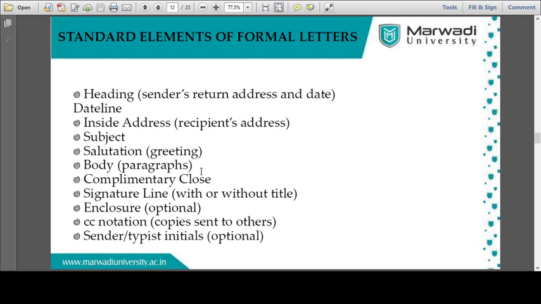And next one is a complementary clause. This element is a single word or phrase, you can say, separated from the message by a blank line. You can use a complementary clause like, for example, sincerely, cordially, truly, faithfully, or you can use faithfully yours, cordially yours, truly yours, sincerely yours, or you can say yours sincerely, yours faithfully, yours obediently, yours truly.